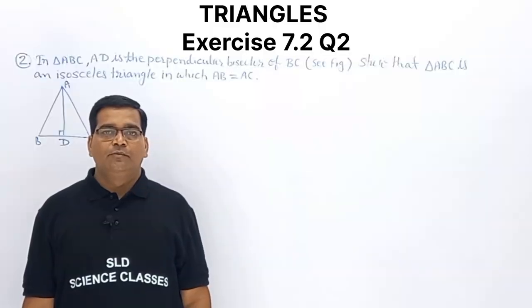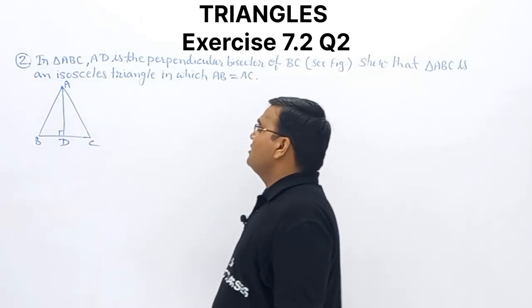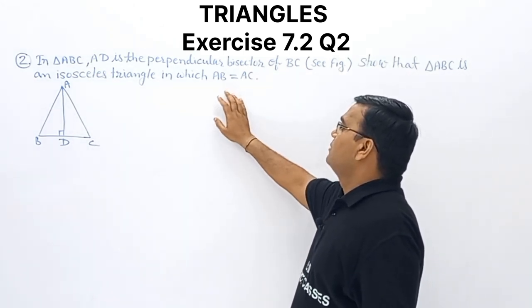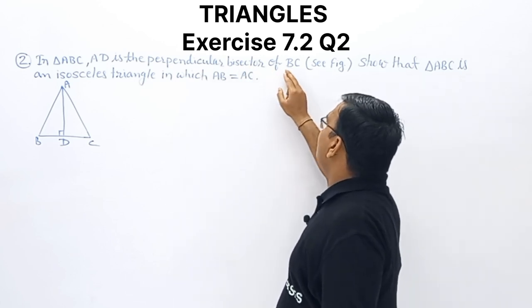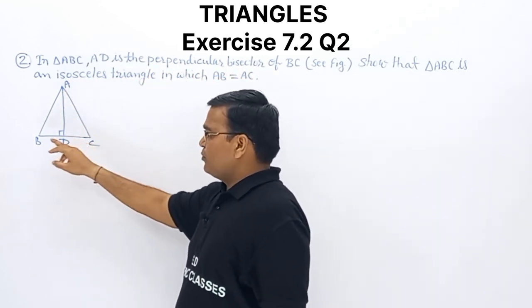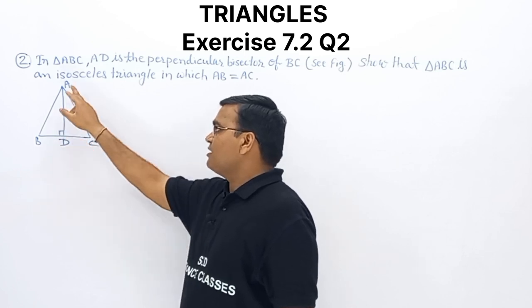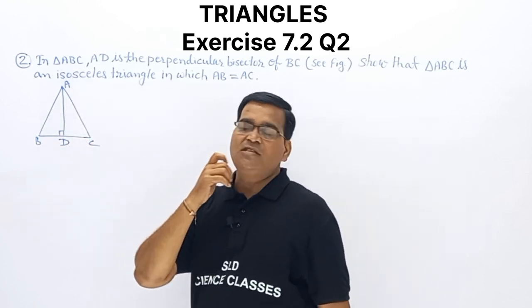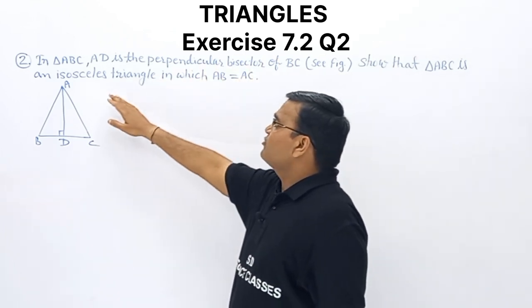In this video, we will discuss question number 2, exercise 7.2, triangles. In triangle ABC, AD is a perpendicular bisector of BC. AD is perpendicular to BC, and this point D, this AD, is bisecting BC. Clear? We have to show that triangle ABC is an isosceles triangle.